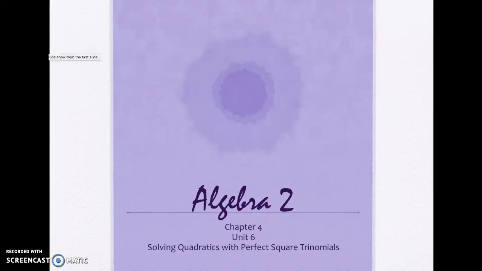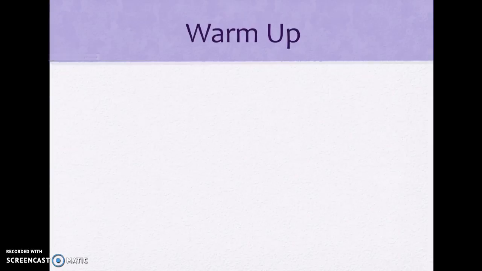This is Algebra 2, Chapter 4, Unit 6. Today we're going to be solving quadratics with perfect square trinomials. So let's do a warm-up. Sorry for the print, it's a little small to get all the work on one screen. But our first one is we're going to solve x squared plus 14x plus 49 equals 4.